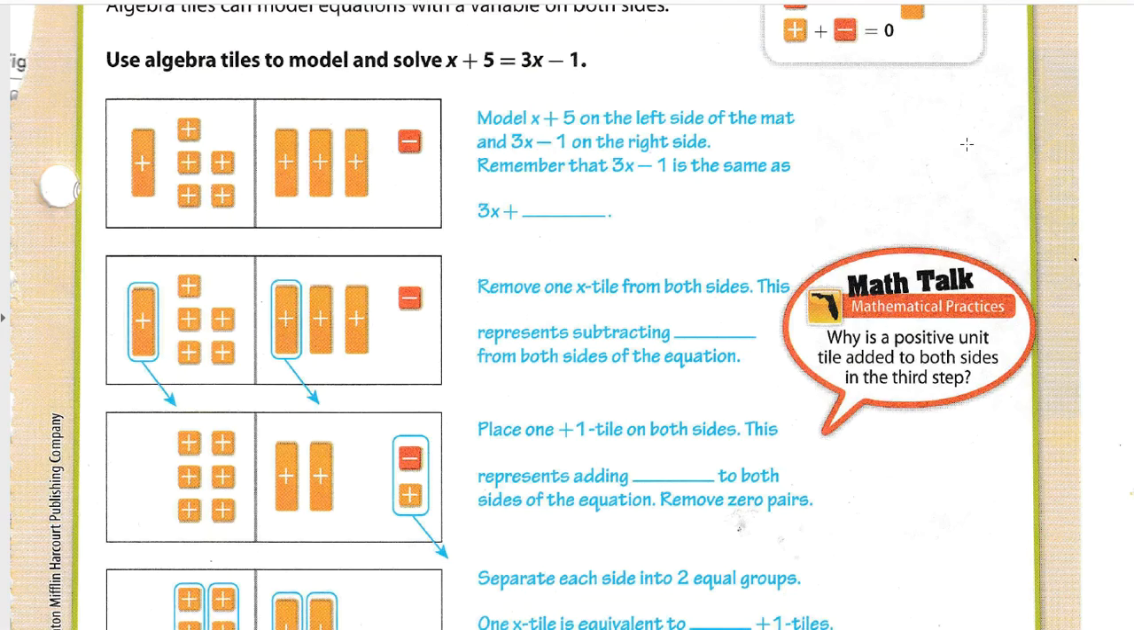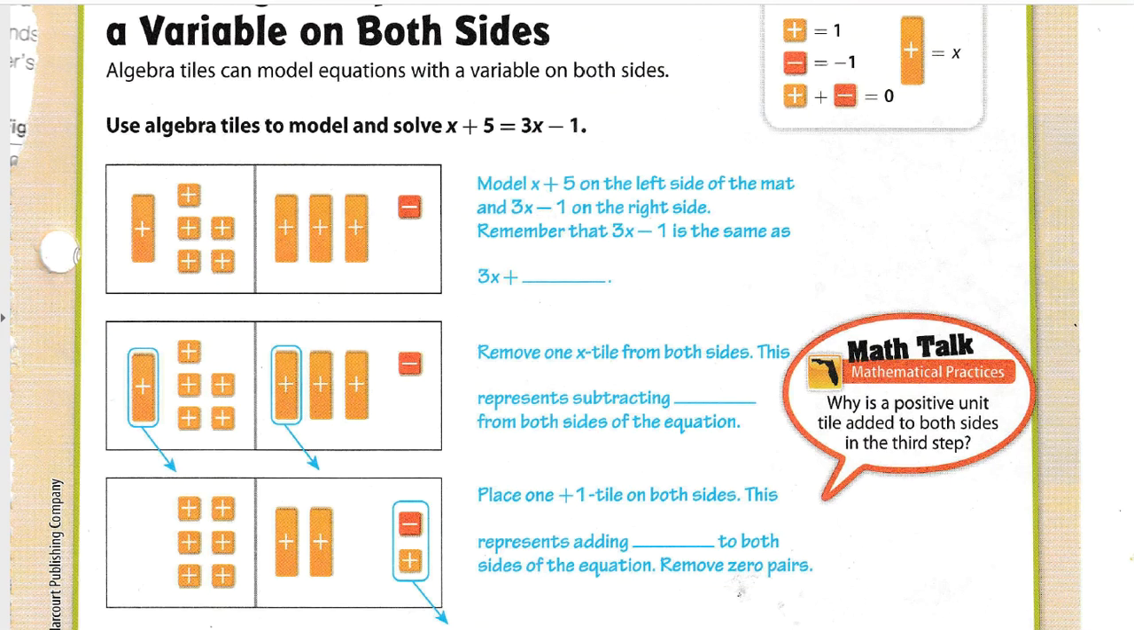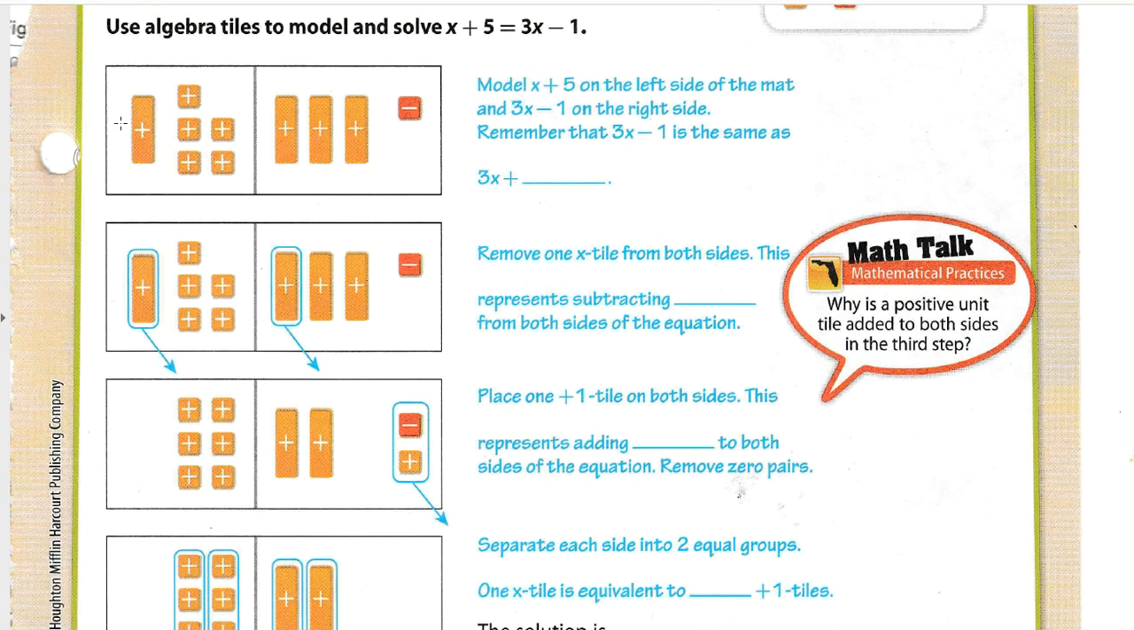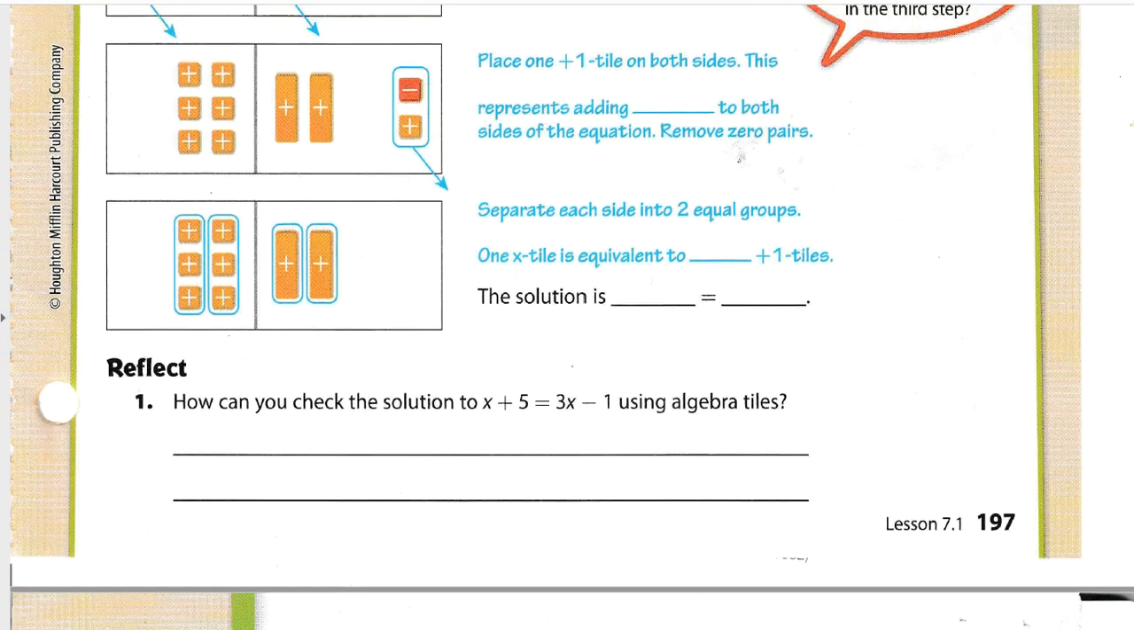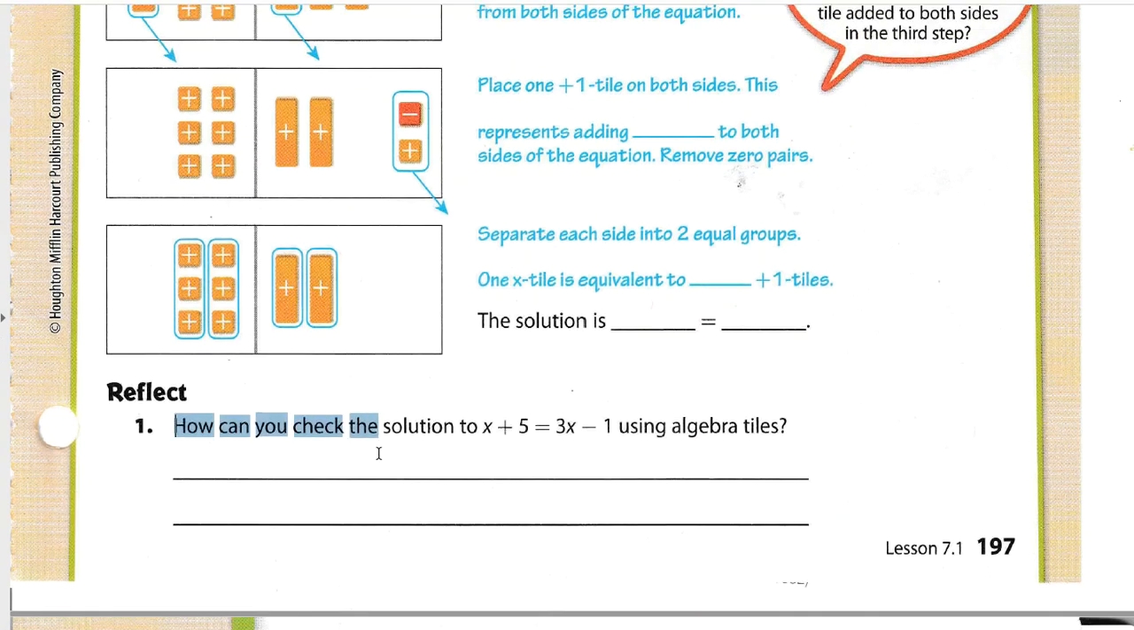And we're back to our Go Math pages, and we can see that that's exactly what they've done here. A single bar here, positive values, there's a negative value in red, and they have sort of an abbreviated version of this, but in fact they ended up with 2 of the x values equals 6. Now, there's another one, interesting question. How can you check the solution to x plus 5 equals 3x minus 1 using the algebra tiles?